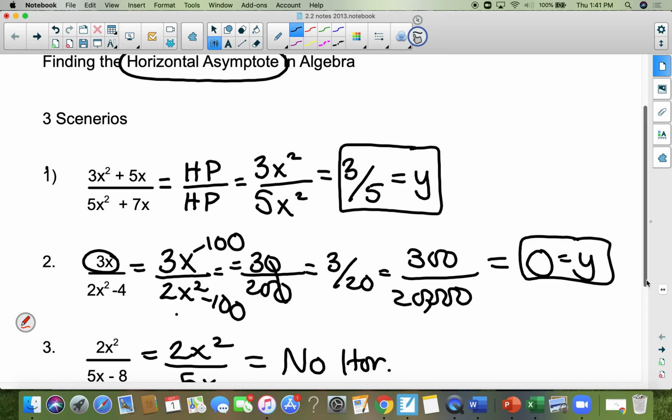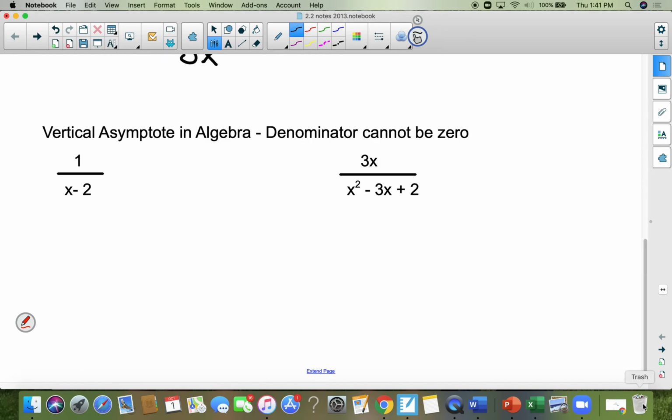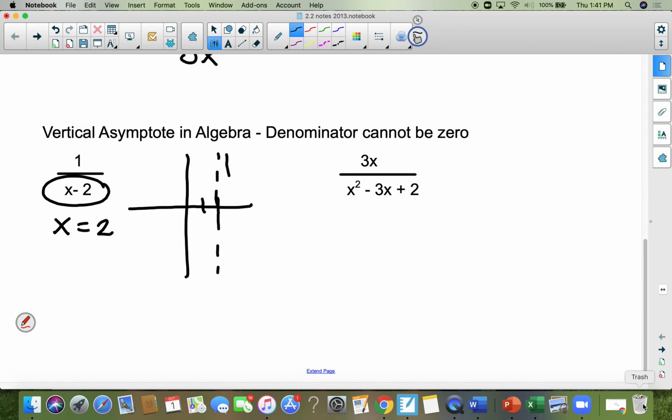Now, how do you do vertical asymptotes? For vertical asymptotes, all you do is x minus 2, x is equal to 2. That means x can't equal 2. That's the vertical asymptote here. What happens if you put 2 in there? You get 0 in the denominator. You can't have it, so that's why there's an asymptote right there, right? If you graphed 1 over x minus 2, it would look like that.